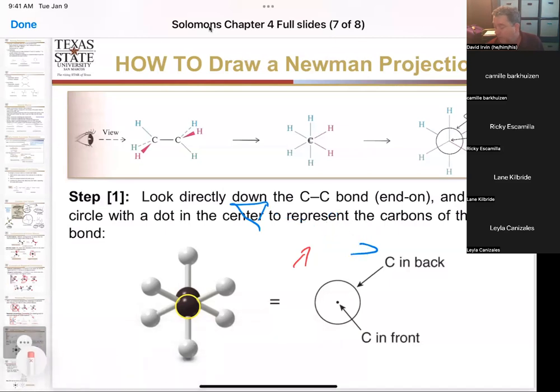And then the next thing we have to do is figure out which carbon we're going to look at first. Which carbon's going to be in the front? In this case here, I like to draw a little eye.